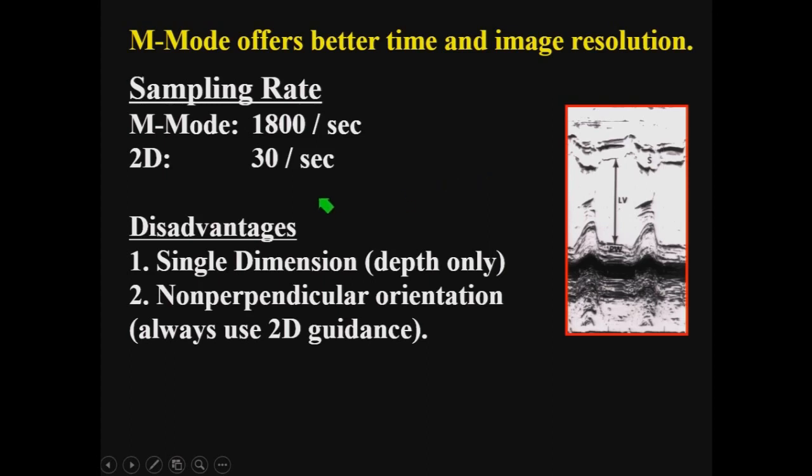The disadvantages are well known to you. This is a single dimension, as we said, depth only. The other dimension, remember, is time, right? It's not a geometric dimension. It can be non-perpendicular orientation, and therefore, if you do M-mode, always you use two-dimensional guidance. So you really know in what direction your beam is going.